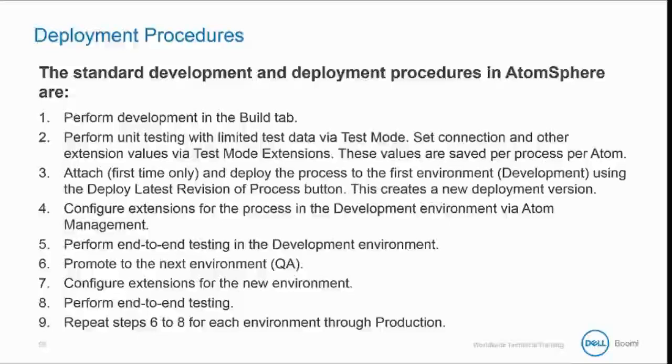Attach and deploy the process to the first environment using the Deploy Latest Revision of Process button. This will create a new deployment version. Configure extensions for the process in the development environment via Atom Management. Perform end-to-end testing in the development environment. Promote to the next environment. Configure extensions for the new environment. Perform end-to-end testing. And finally, repeat steps 6 to 8 for each environment until you reach production.